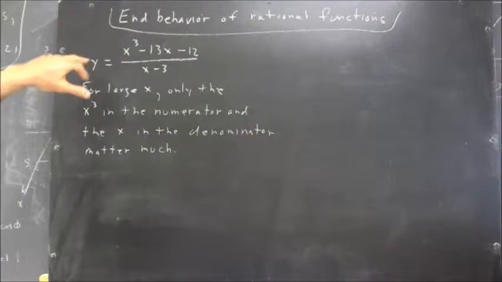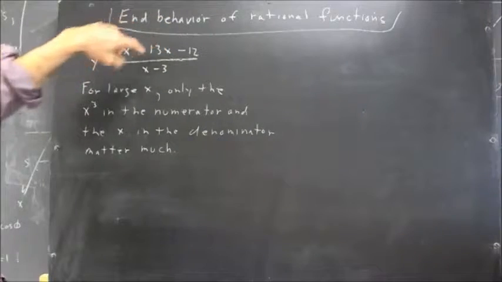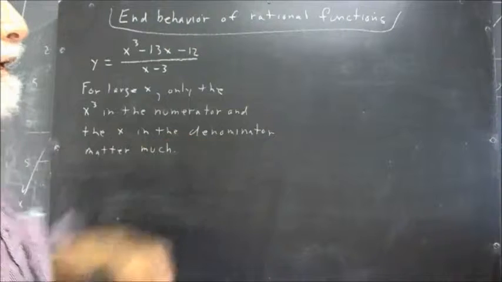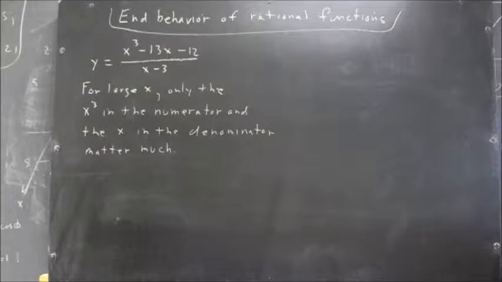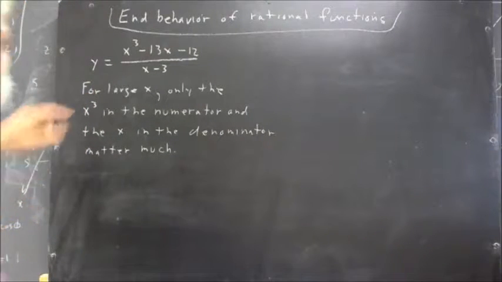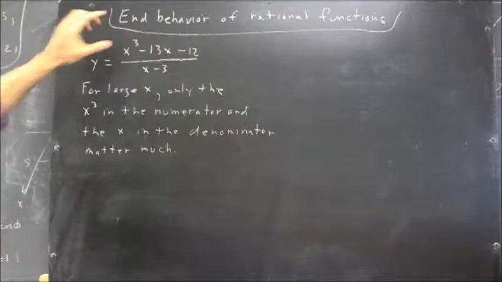Consider the rational function y equals x cubed minus 13x minus 12 over x minus 3. What we're looking at is the end behavior of rational functions, just the end behavior, assuming we know what to do in between the ends: find the zeros, find the intercepts, find the asymptotes. We're not dealing with that part, just the end behavior.